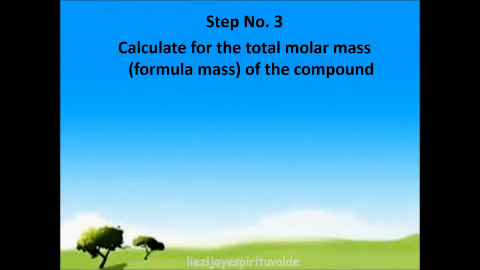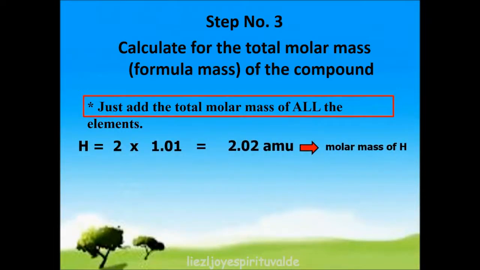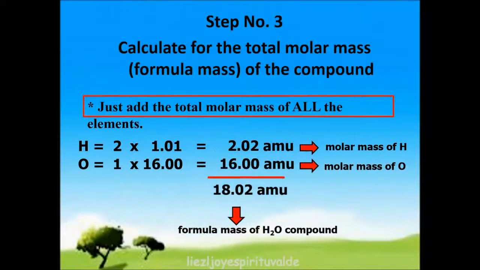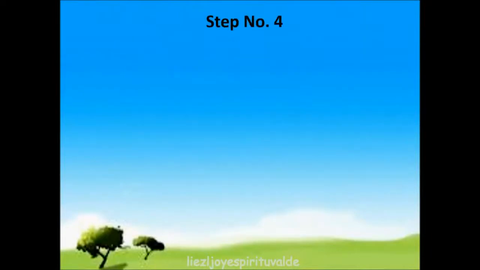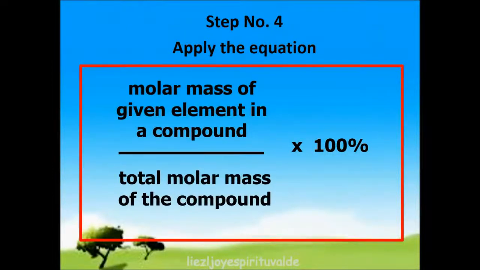Step number 3. Calculate the total molar mass of the compound. It is also called the formula mass. Just add the total molar mass of all the elements. Step number 4. Apply the equation. Molar mass of the given element in a compound divided by the total molar mass of the compound times 100%.